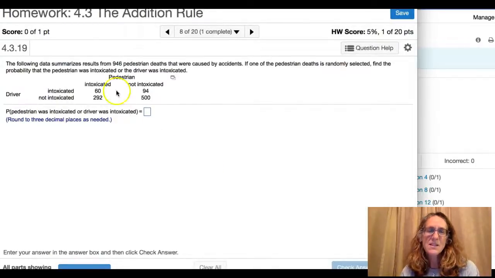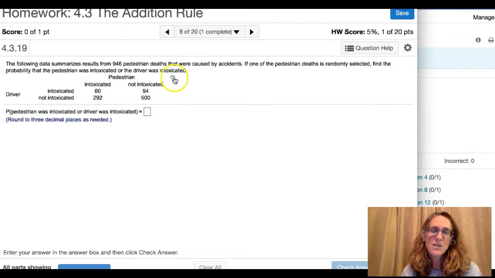This is a contingency table of a bunch of accidents, 946 pedestrian deaths that were caused by accidents. And in some cases the pedestrian was intoxicated, and in some cases the pedestrian was not intoxicated. In some cases the driver was intoxicated, in some cases not. Now the probability that the pedestrian was intoxicated or the driver was intoxicated or both is going to involve the addition rule. And notice that these are not disjoint. They are not mutually exclusive. There were 60 cases where they were both intoxicated.